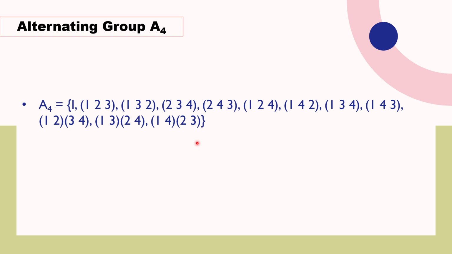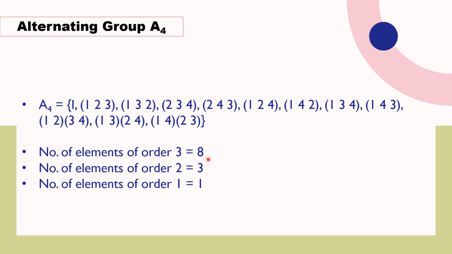Okay, now how do we know how many elements are inside the alternating group A4? Again, we have already done the formula, which is n factorial divided by 2. So from that we will get the number of elements inside A4. Also the same way, we can check directly. Number of elements of order 3 is 8, number of elements of order 2 is 3, and number of elements of order 1 is 1.